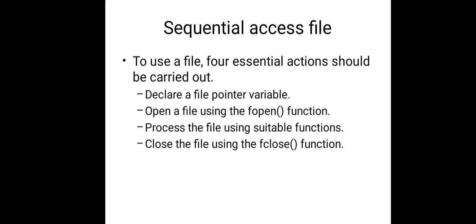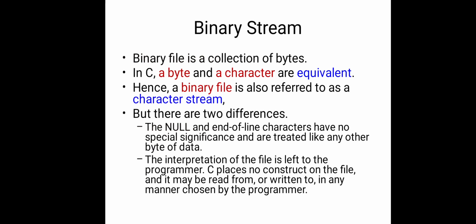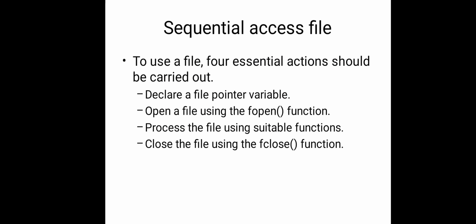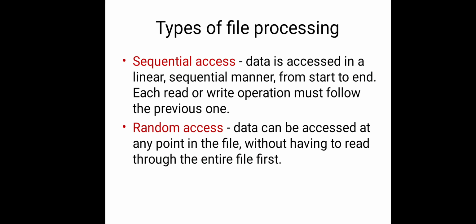The four essential actions that should be carried out in sequential access files are: first, declaration of a file pointer variable; next, appropriately opening the file; next, doing any processing on the file; and then properly closing the file.